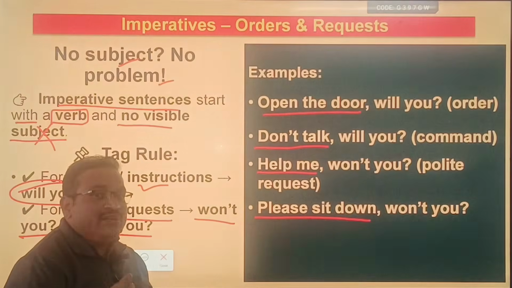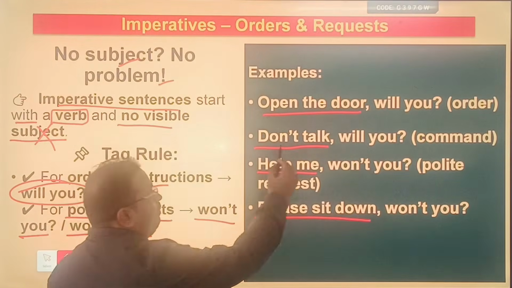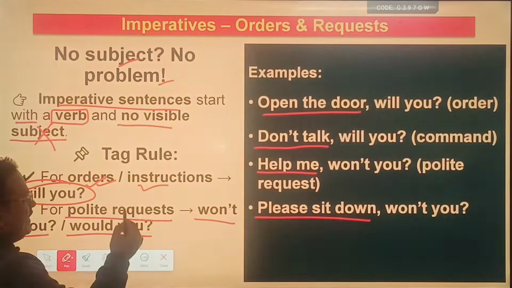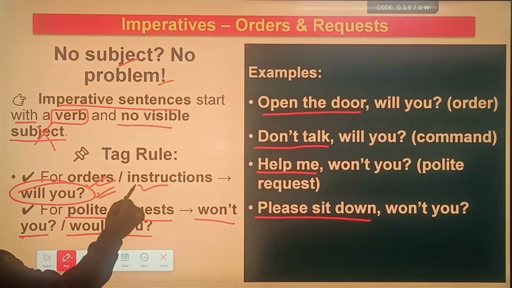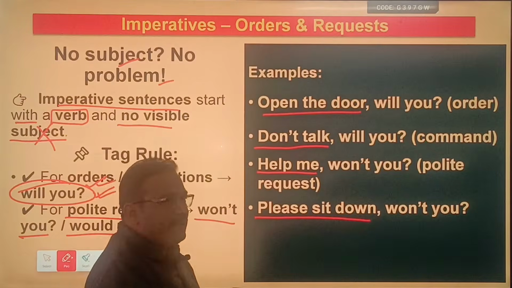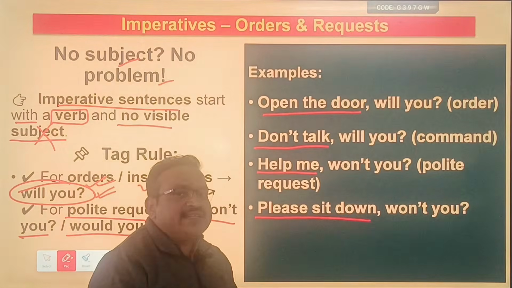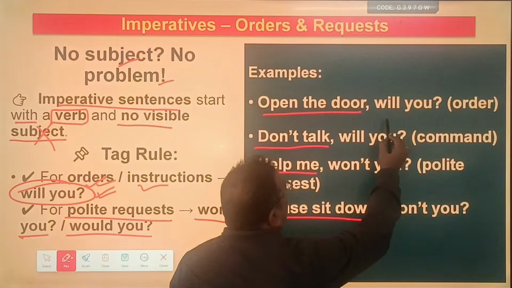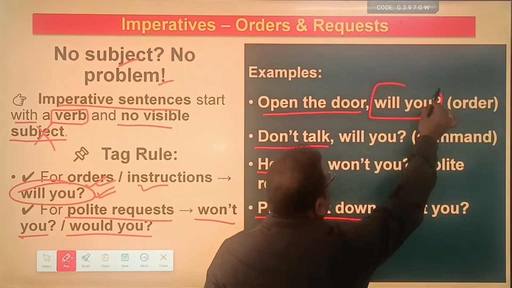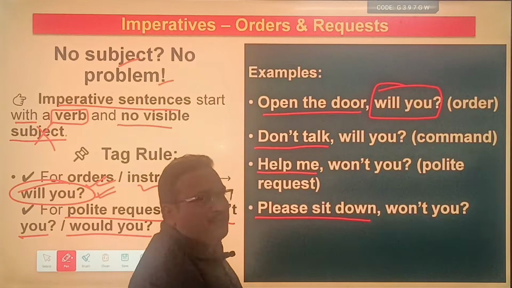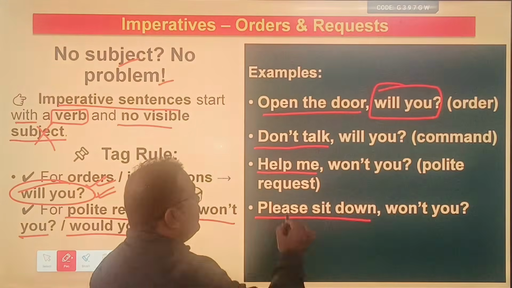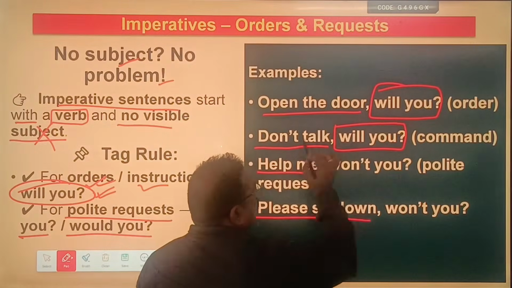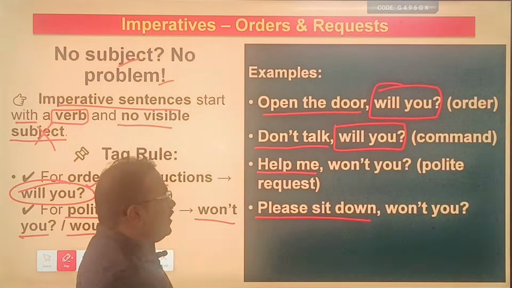This rule is a little bit tricky, understand. Open the door. It's a kind of order or instruction. Then what do we have to use? Will you. Simple. Just remember, when an imperative sentence is an order or instruction, we'll use will you. So open the door, what would be the question tag? Will you. Always. Don't talk. What will be the question tag? Will you. It's a command.